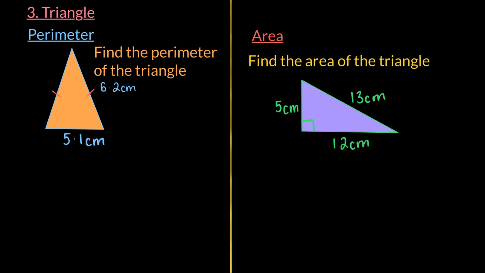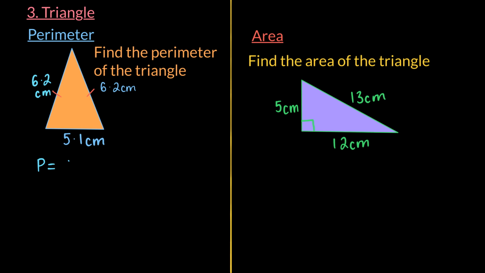Our last set of examples is to do with perimeter and area of triangles. So the first one here says find the perimeter of the triangle, and we know that a triangle has 3 sides, but here we've only been given 2 of them. But what's interesting about this triangle is that we have these little red lines here and here. And what that tells us is that those sides are the same length. It tells us that we have an isosceles triangle. So if the side on the right hand side is 6.2 centimetres, then so is the side on the left hand side. And if we add those sides together, we'll get the perimeter of the triangle.